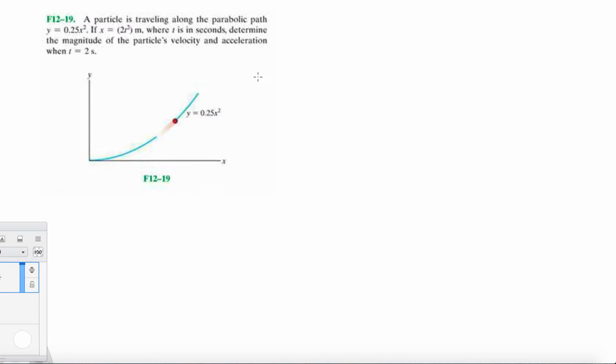So we are given the position function in the y direction with respect to x, and then we're given the position function in the x direction in terms of time. So right away we know that we can turn the position function in the y direction and write it in terms of time, right? Because we're just going to substitute the x equation into here, right? So t2 squared, right?